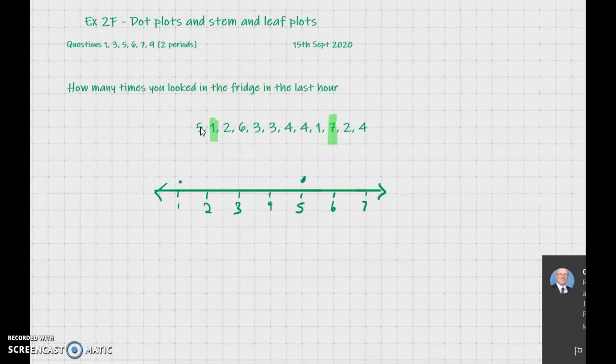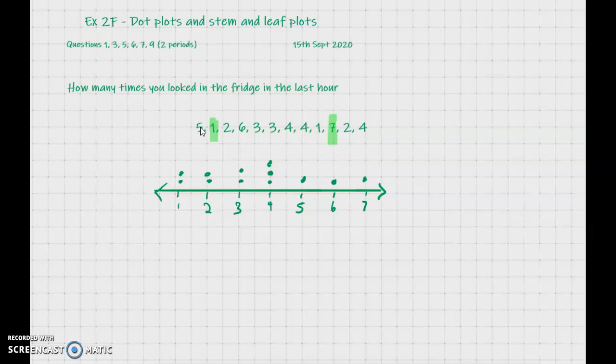Next value is 1, 2, 6. We've got 2 3s, 2 4s, another 1. There's the 7, 2, and 4.